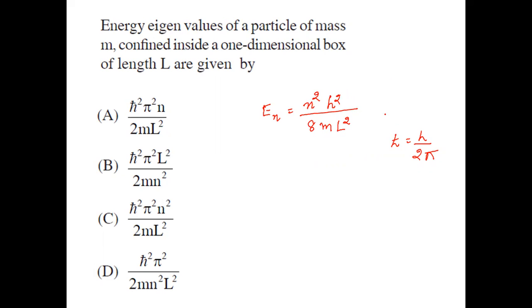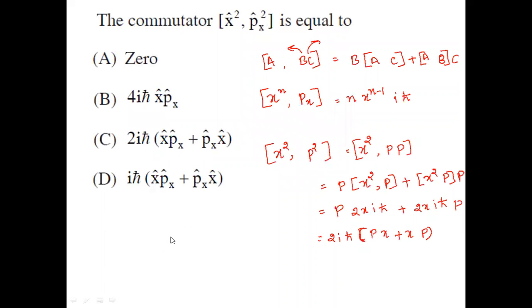And in this expression, if you substitute h bar is equal to h by 2 pi, then you would get the answer n square pi square h bar square by 2 m L square. So the answer for this question is option C. This is a general energy expression, and use this as substitution, then you will get this answer.